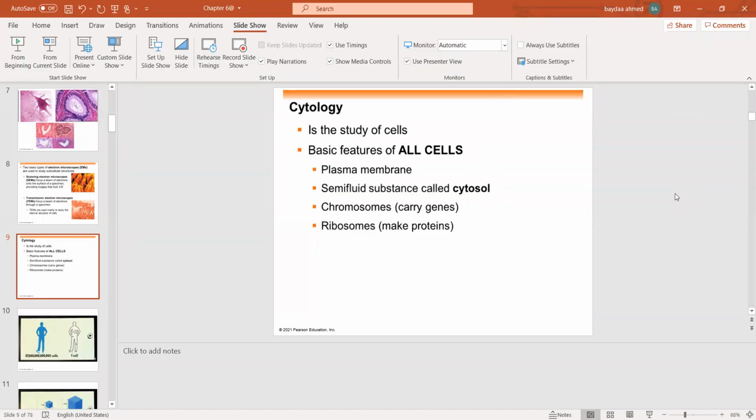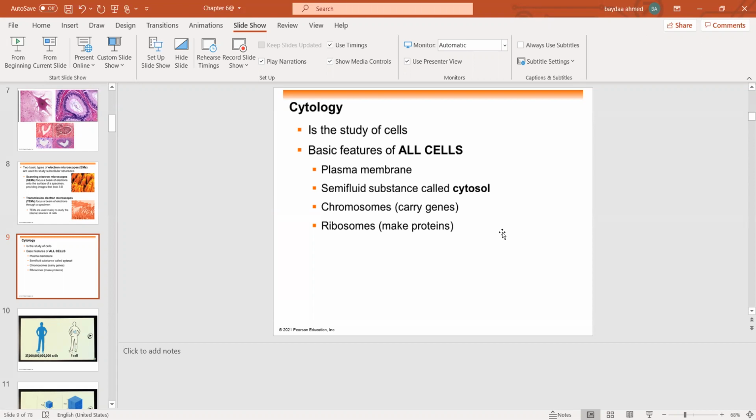We can define cytology as a branch of biology concerned with the study of the structure and function of plant and animal cells. So in general, it's the study of cells. All cells share certain basic features. They are all bound by a selective barrier called the plasma membrane or cell membrane. This is the selective barrier that surrounds each cell.